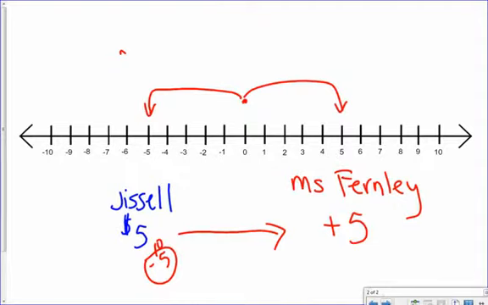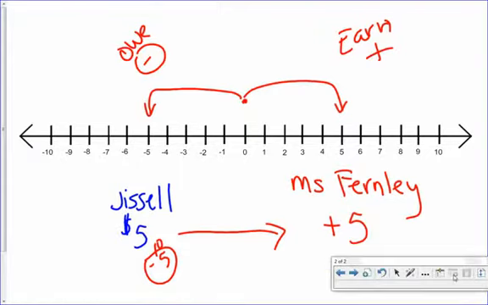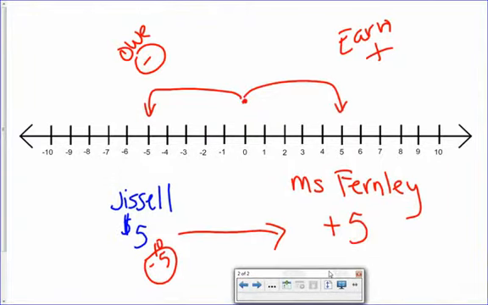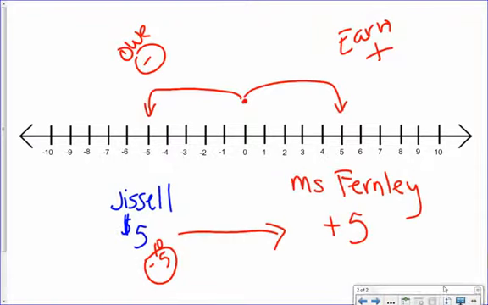The person who owes the money is negative. So O is negative every single time. Okay? And the person who's going to earn money is going to be in the positive, right? Anybody who earns money is going to get money, so they're going to be in the positive. All right, so that's one thing that we're going to learn.